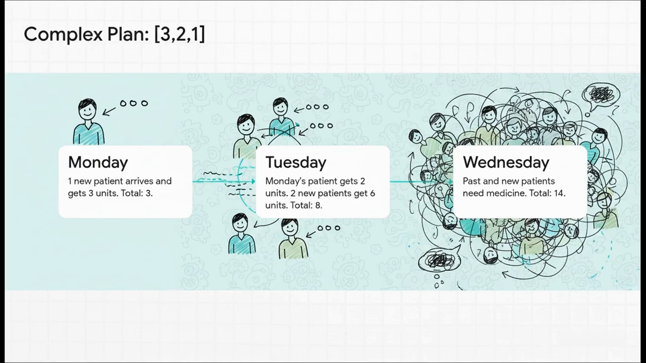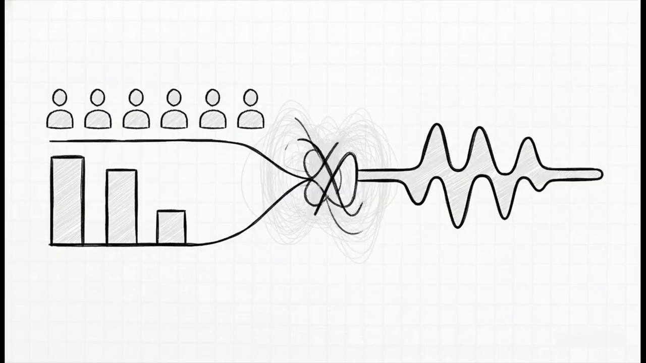Think about it. On Tuesday, you've got the patient from Monday who needs their second dose, plus the 2 new patients who need their first dose. By Wednesday, oh man, you're juggling patients on day 1, day 2, and day 3 of their treatment. It's this messy overlap, and trying to keep track of it all is a total headache. But whenever there's a messy, complicated problem like this, there's usually a clever, systematic way to solve it.